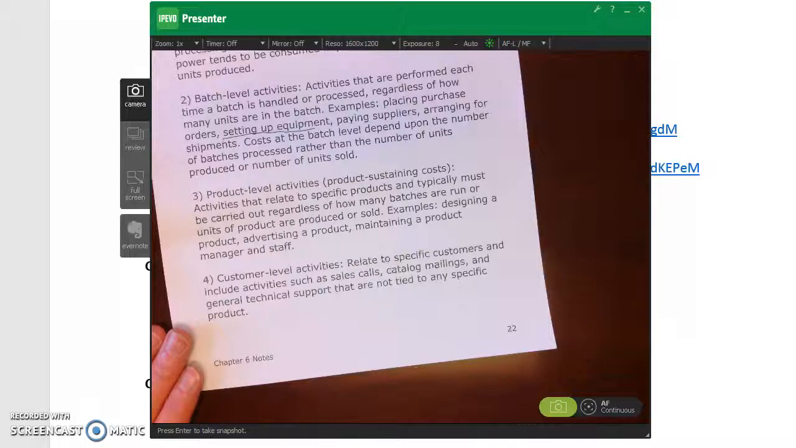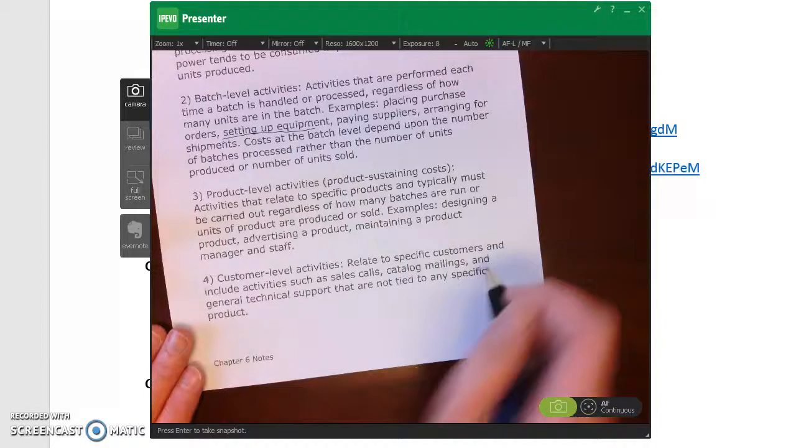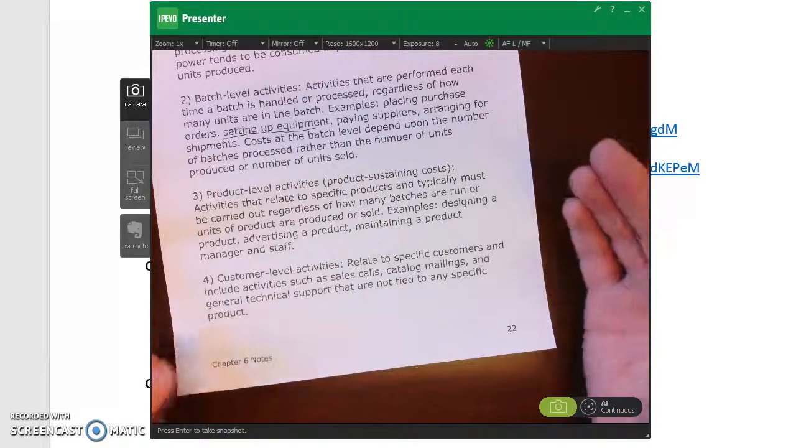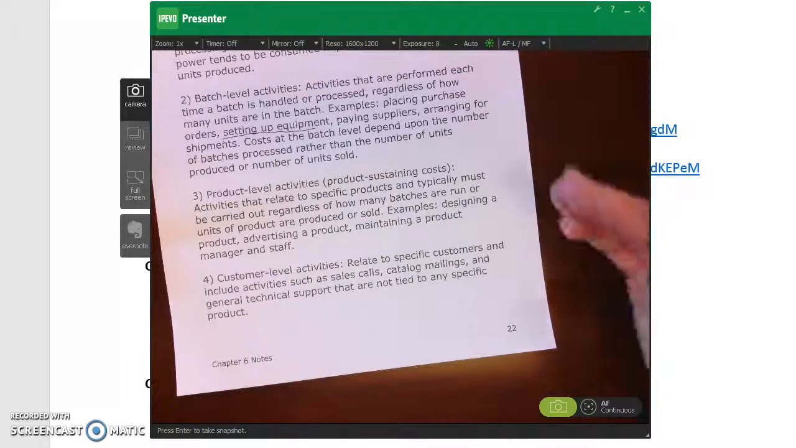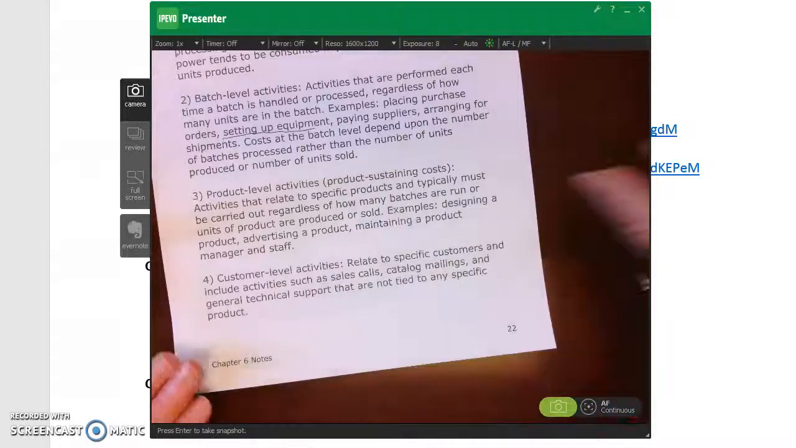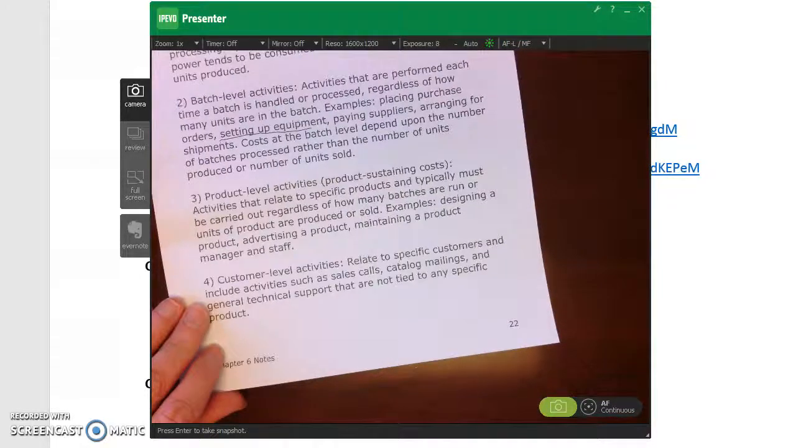Customer level activities are related to specific customers. So dealing with customers, that would be a customer level activity. Examples include sales calls, catalog mailings, relationship management costs, call center support. Those would all be examples of customer level activities.